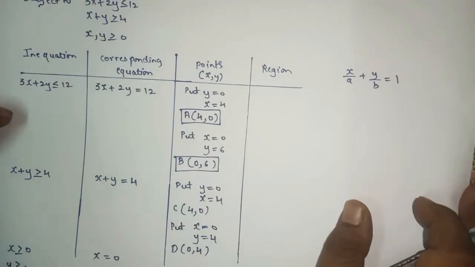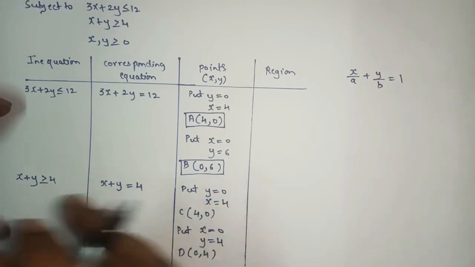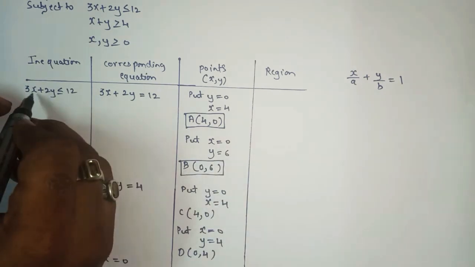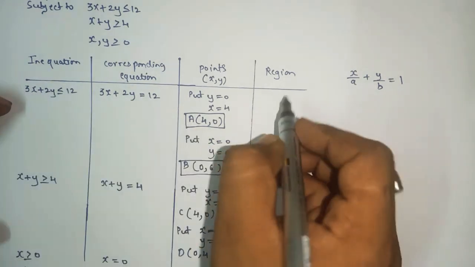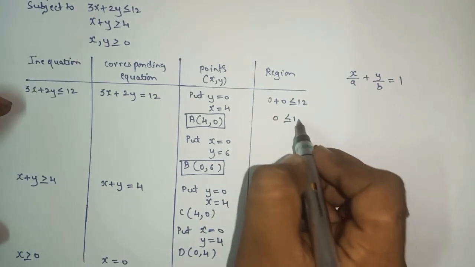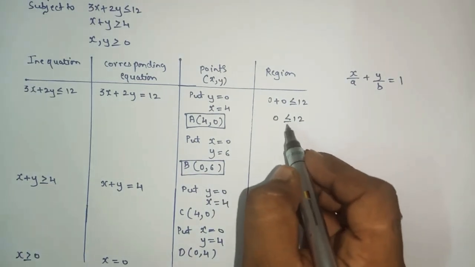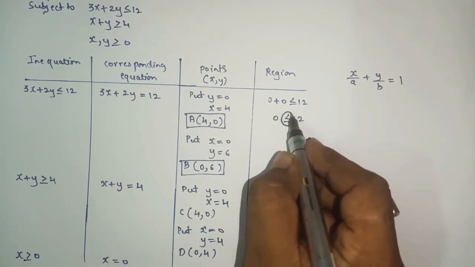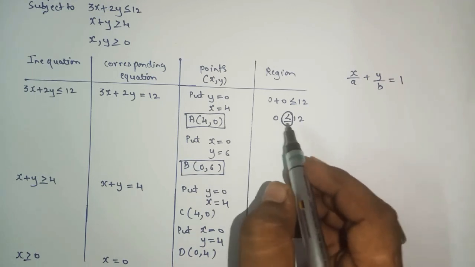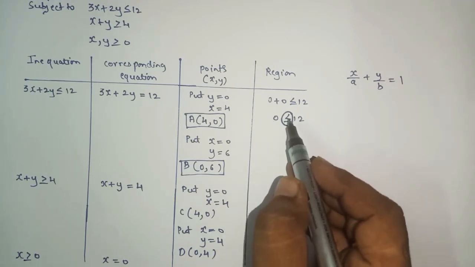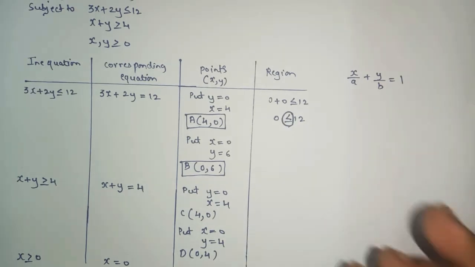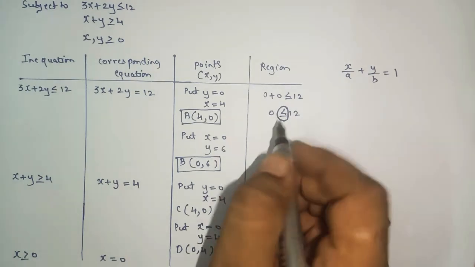Now the region. For the region what you will do, you will replace the values of x and y by 0. So this will be what? 3 zeros are 0, 2 zeros are 0, so 0 plus 0 less than equal to 12, so 0 less than equal to 12. Out of these two conditions, any one condition should be satisfied, either it should be less or it should be equal. So here 0 is less than 12, okay, 0 is not equal to 12. So out of these two conditions, one condition should be satisfied, then only here we can write as what?